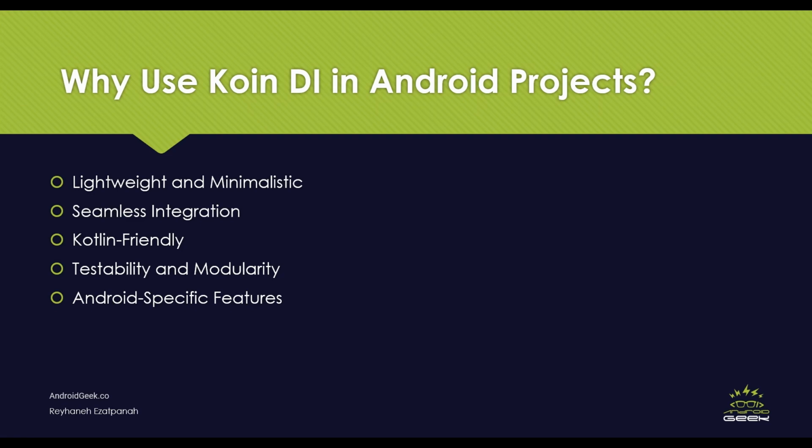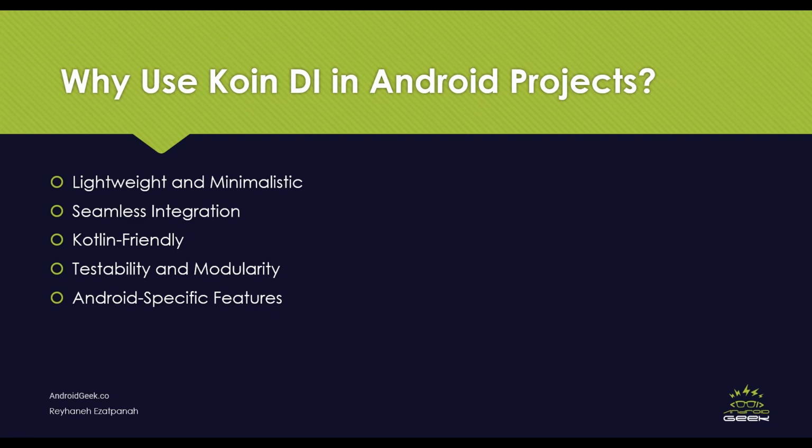The other thing that I want to mention is about Kotlin friendly. Koin takes full advantage of Kotlin's language features, such as its support for functional programming. Developers can define dependencies using a concise DSL, reducing boilerplate code and enhancing readability. Additionally, Koin supports Kotlin's extension function, which enable further customization and flexibility in dependency declaration.